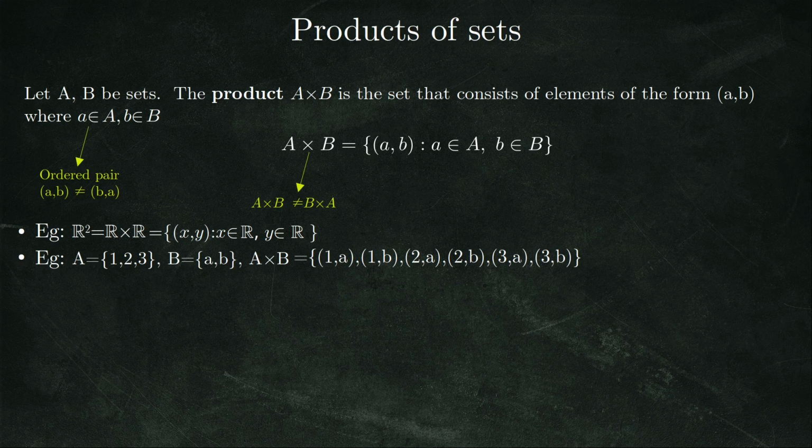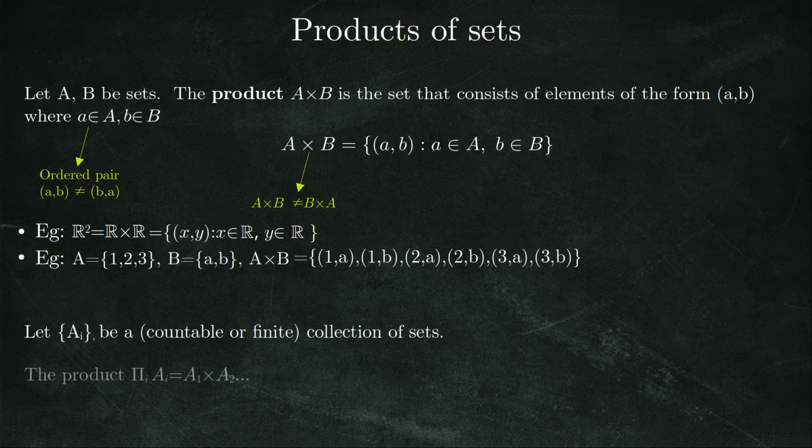We can generalize this product to include more than 2 sets. So if A sub i is a countable or finite collection of sets, then we can define the product with this capital pi, and this is just a product of all the sets in that collection, and then this contains all the elements of the form (a1, a2, and so on), and then the number of elements in those brackets is just the same as the number of sets in our collection that we're producting together.